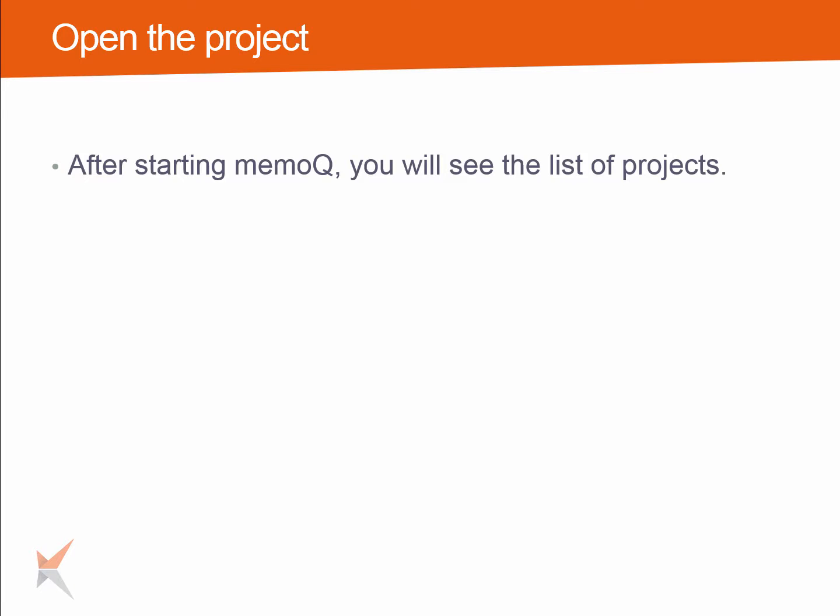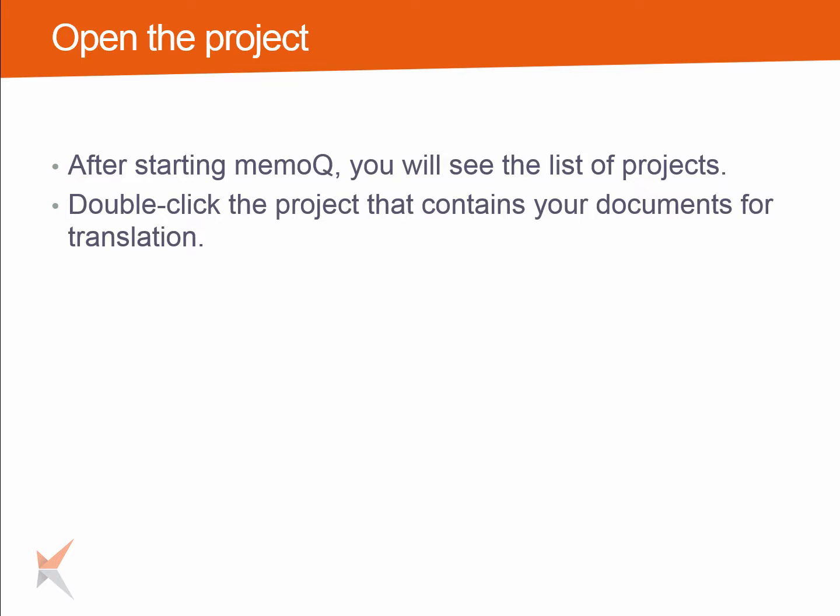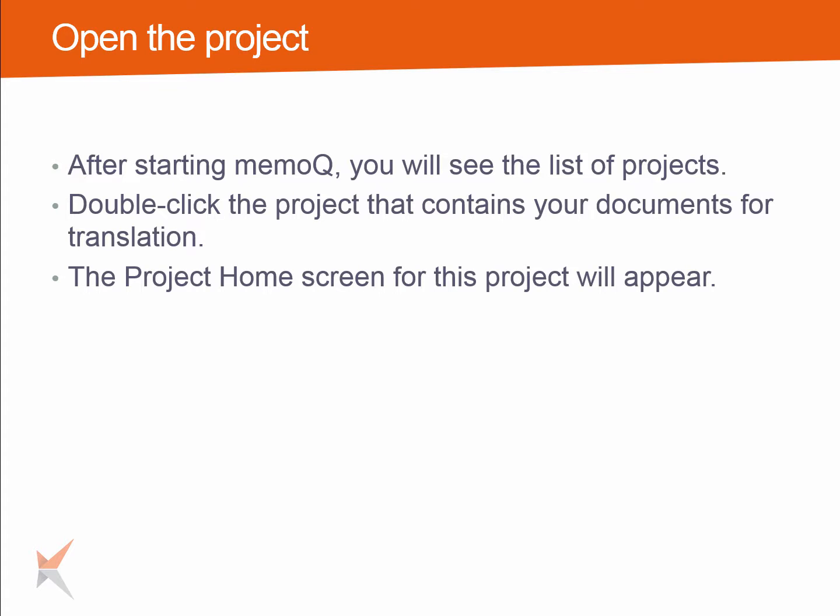To get started with a translation, a project needs to be open. So after starting memoQ, you will see the list of projects. Double-click the project that contains your documents for translation, or click the Open button on the Project ribbon tab. The project home screen for this project appears.